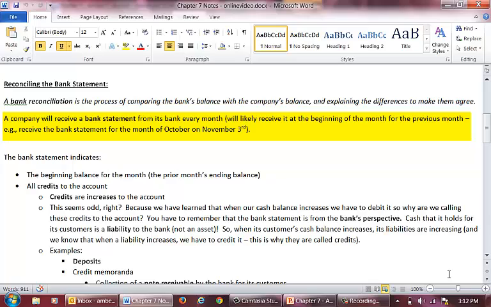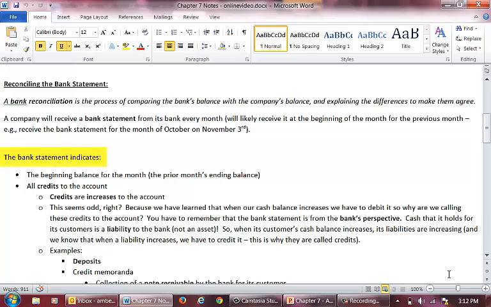The company will normally receive a bank statement a few days after the period ends. Typically, bank statements are sent every month. So, for example, we will likely receive the bank statement for the month of October sometime around the 2nd or 3rd of November. The bank statement includes several things.